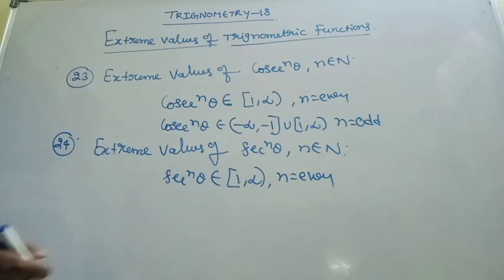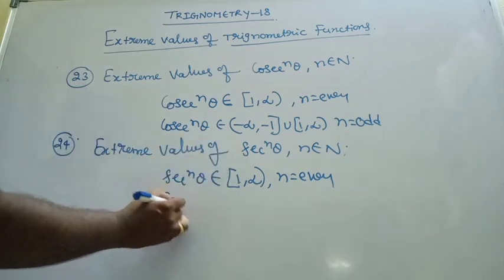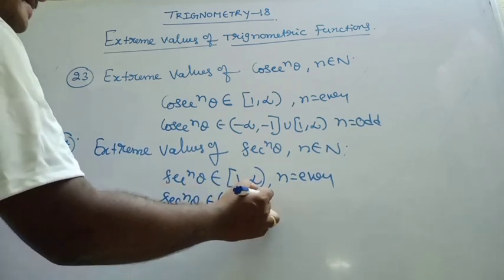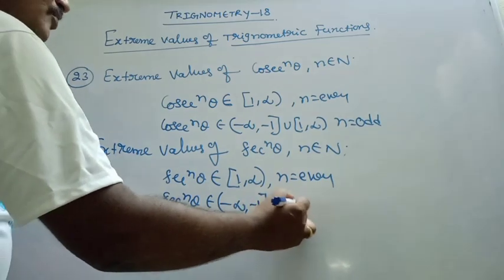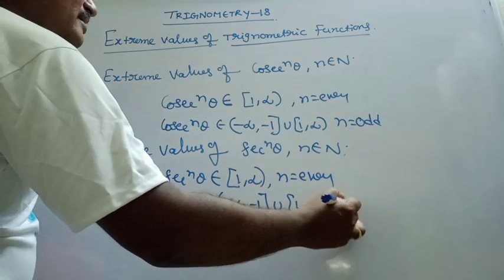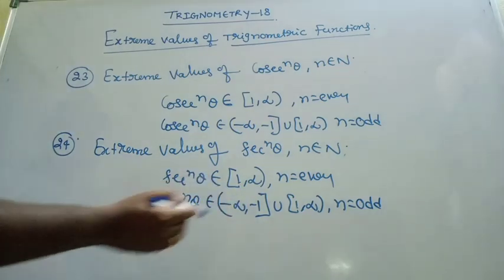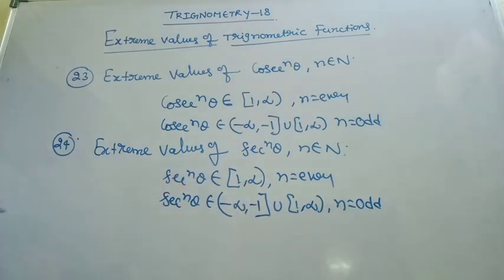Now the minimum value is 1 and the maximum value becomes infinity, and secant power n theta belongs to minus infinity to minus 1 union 1 to infinity when n is odd. That means the minimum value is minus infinity and the maximum value becomes plus infinity. Like this, we have the extreme values of the six trigonometric functions and their powers when n is even and when n is odd. We have generalized like this.